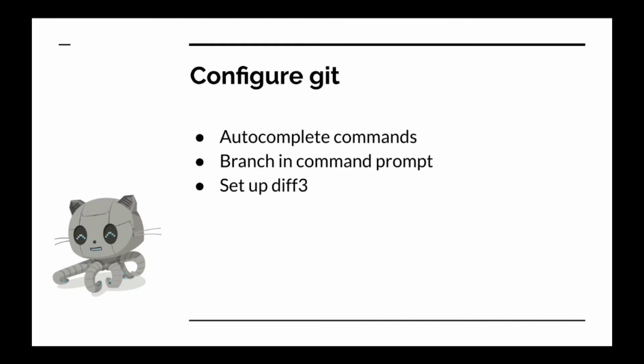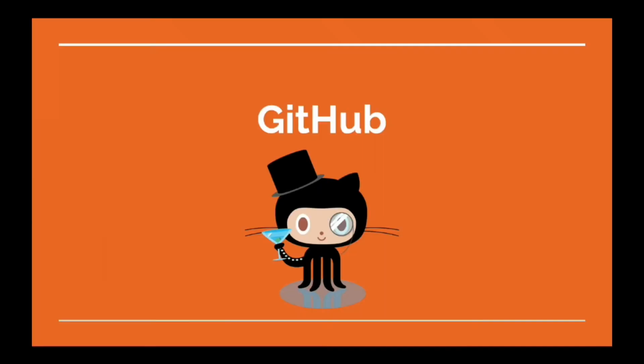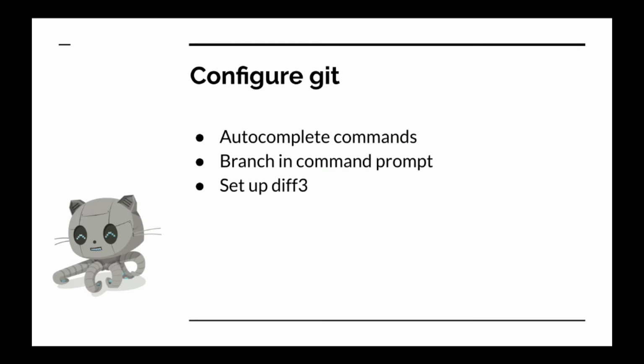Another one is to put some information about Git in your command prompt so that you can see what branch you're on, if there's files that need to be staged, just like at a glance. And the third one is to set up diff3 for the reason I just went over. But this is my basic pitch on how Git works.